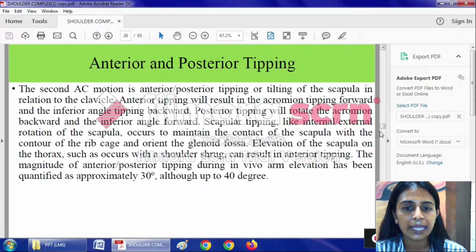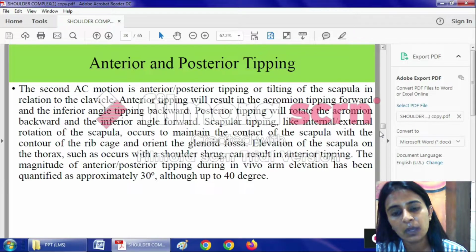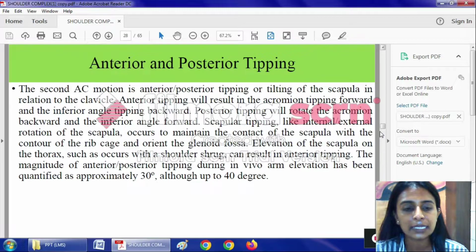Scapular tipping, like internal-external rotation of the scapula, occurs to maintain the contact of the scapula with the contour of the rib cage and orient the glenoid fossa. Elevation of the scapula on the thorax, such as occurs in a shoulder shrug, can result in anterior tipping. The magnitude of anterior-posterior tipping during in vivo arm elevation has been quantified as approximately 30 degrees, although up to 40 degrees.